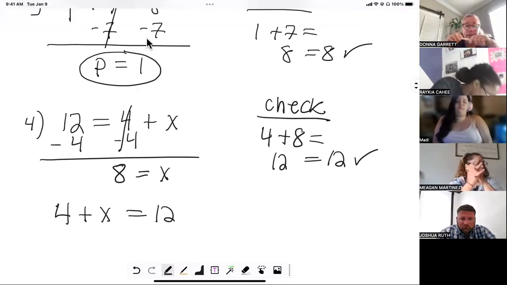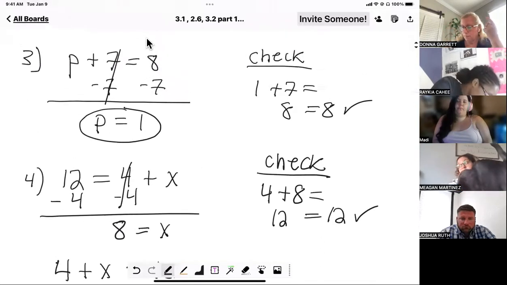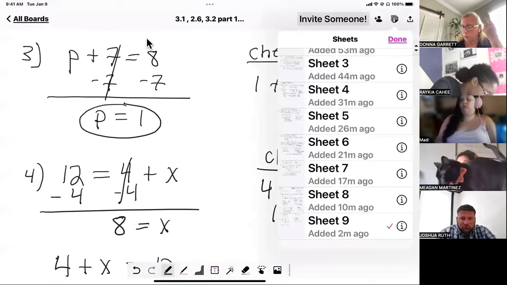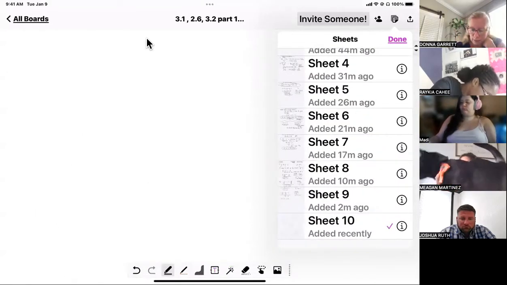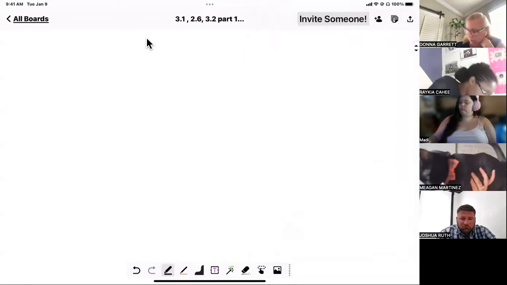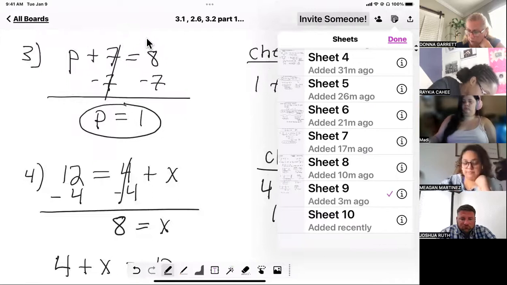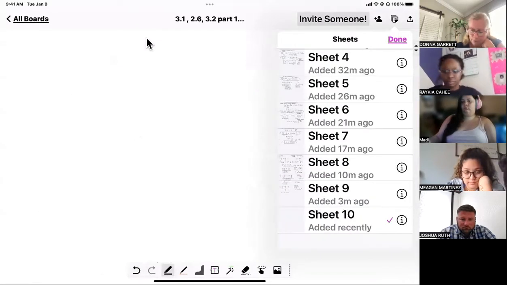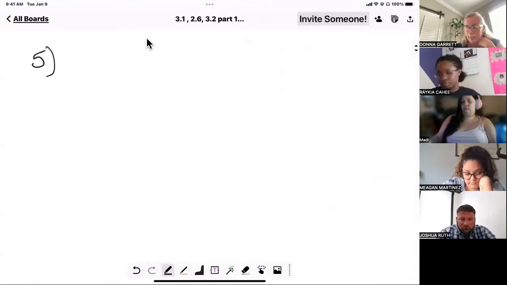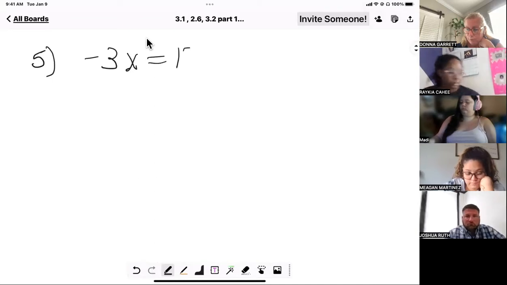All right, that was adding and subtracting. How do we solve an equation with adding and subtracting? So now we're going to put in multiplying and dividing. I'll change a page for that, new page. Okay, so we did adding and subtracting. Now we're going to do multiplying and dividing. So, what number was that? I always forget to look. 4, 5. Okay, 5. So now we're going to do multiplying and dividing. So let's say I have negative 3x equals 12.